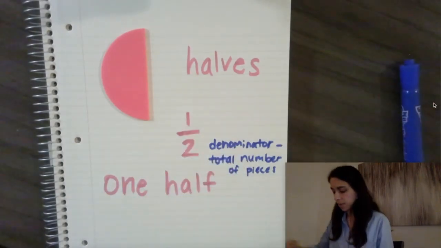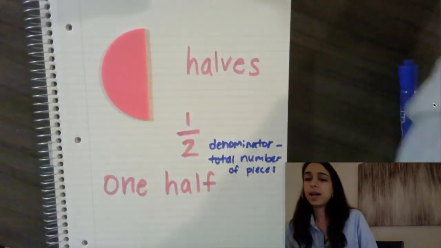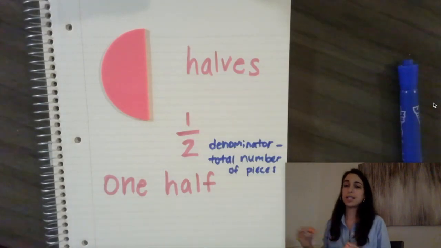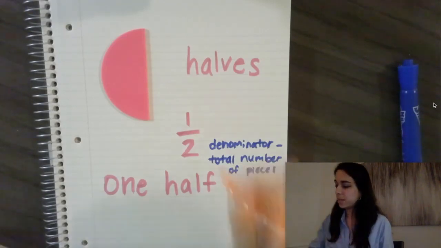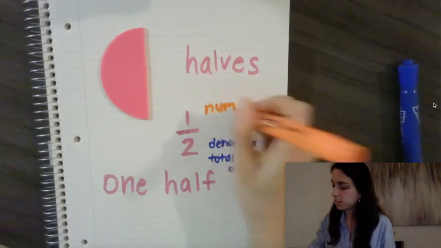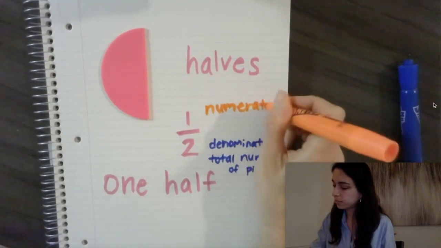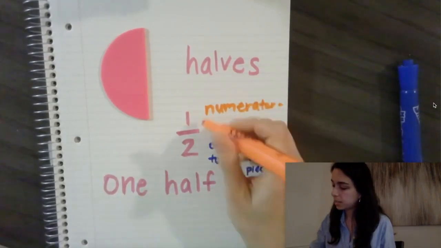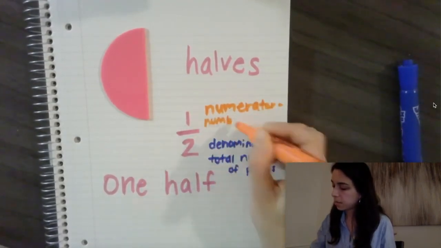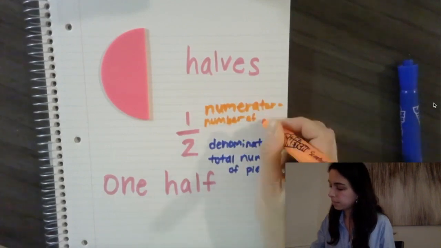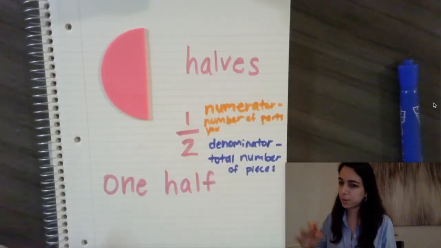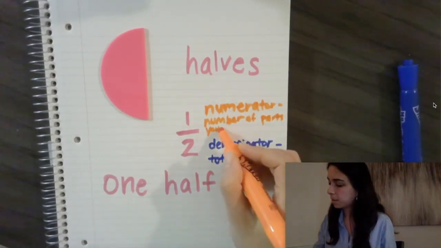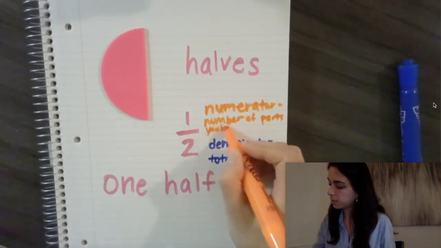So the top number is the numerator, and the numerator is the amount that you're talking about, whether it's the amount you took, it's the amount that you ate. But the top number is the numerator, and it's the number of parts. I think parts is a better word than pieces here. Parts you're talking about.